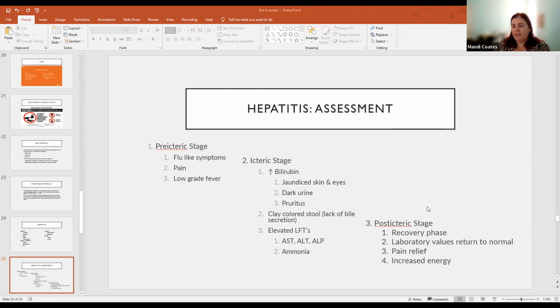As they get through this, they come into post-icteric, and that's the recovery phase. You're going to see those labs return to normal. Their energy's coming back, and they're going to feel better.